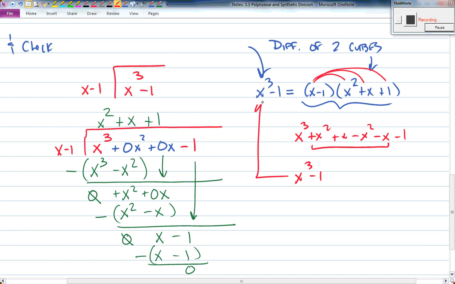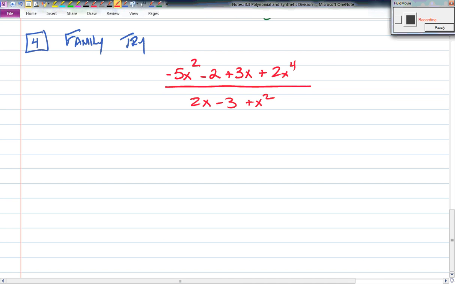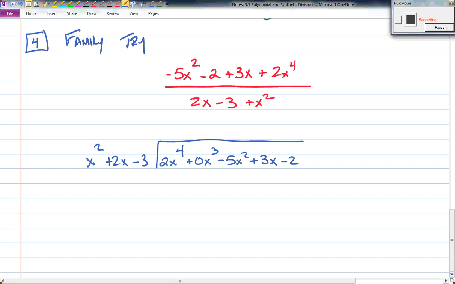Before you go out on your own and try this, you're going to have to do some work to rearrange the terms of the dividend and the divisor. That's a little hint to you. How many people forgot to put the 0x cubed in? When you first do it, you might forget to put the 0x cubed in. Make sure that you put that in before you begin your work. That part needs to be a placeholder for us.